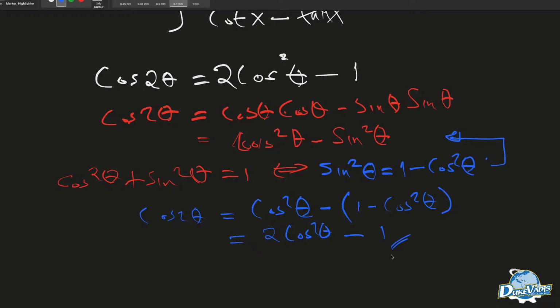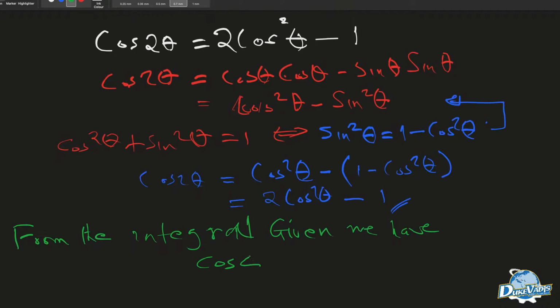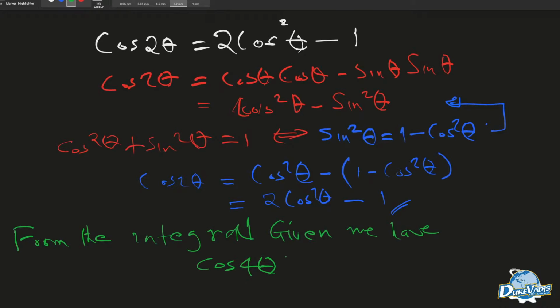So if I see cos 4 theta, then from the integral, sorry, from the integral given, we have cos 4x plus 1 as a numerator.